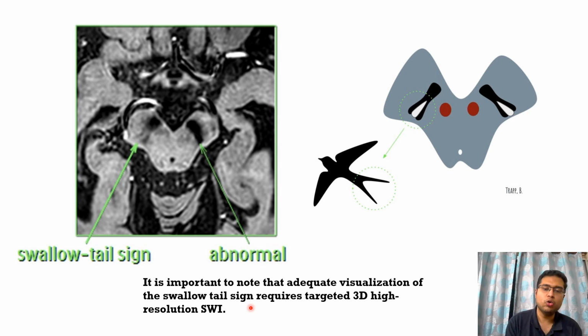posteriorly. So it is important to note that adequate visualization of the swallow tail sign requires a targeted 3D high resolution SWI images. We can't actually see it without proper 3D thin section of the midbrain, because it is very subtle, and it is seen in case of classic Parkinson's disease.